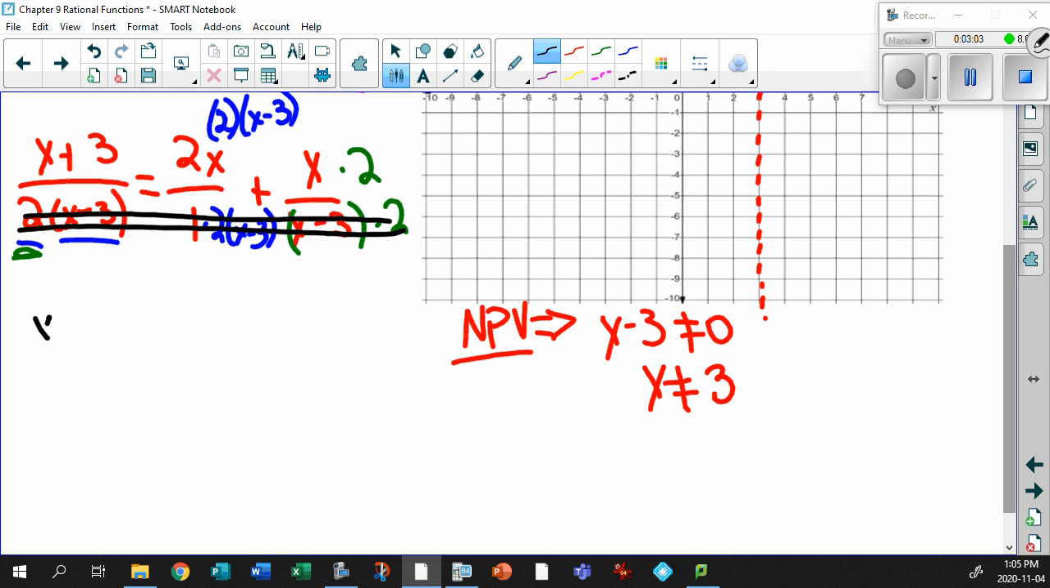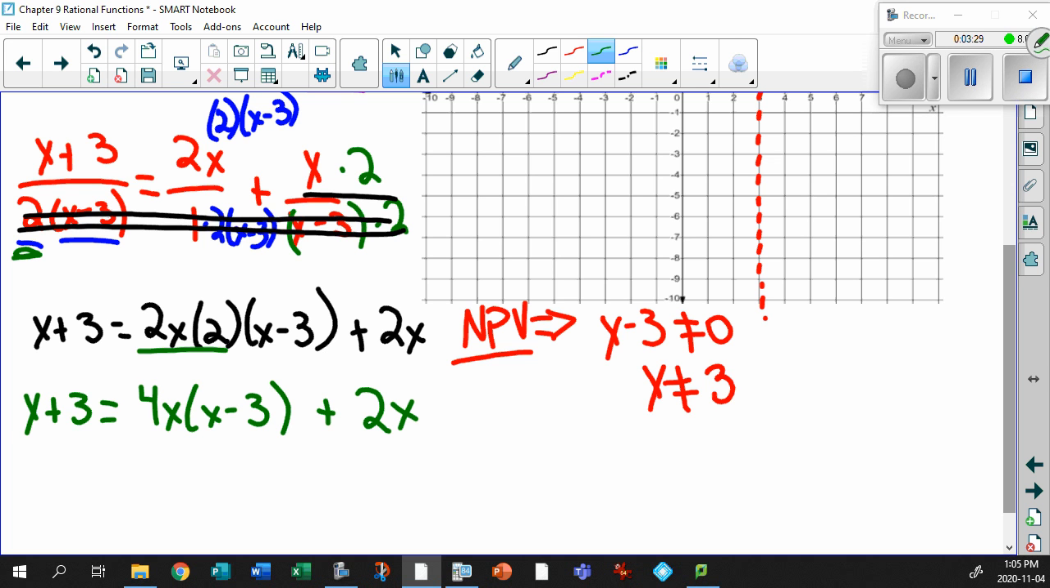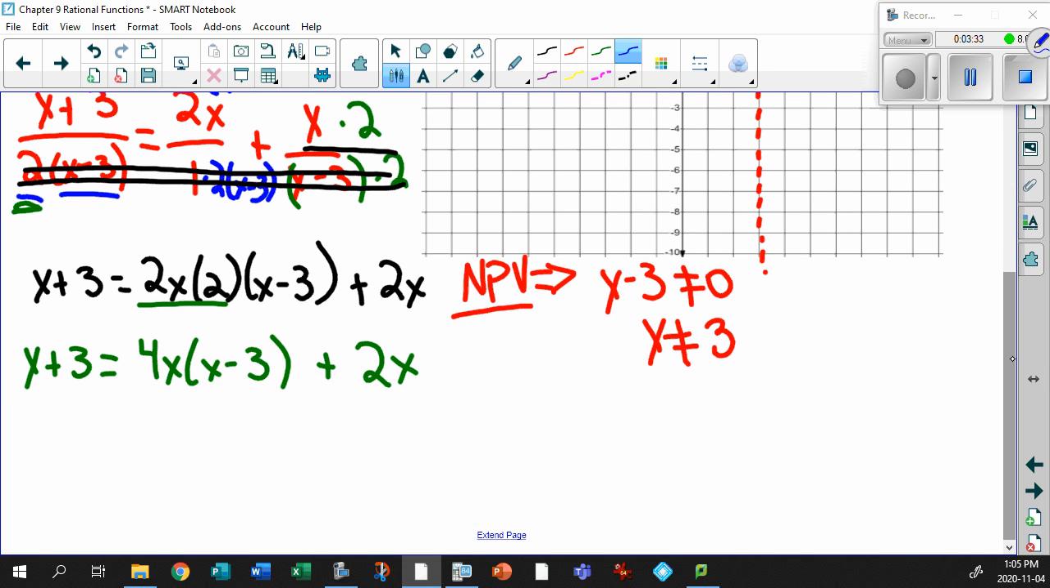This leaves you with x plus 3 equals 2x times 2 times x minus 3 plus, oh, look what we have here, 2x. Oh my God, this is going to be tough. Oh, it's so hard, I know. 2x times 2 is 4x. x minus 3 is still not finished with that guy. We're going to expand this out, combine like terms, and factor, and oh my God, you're going to be so impressed.